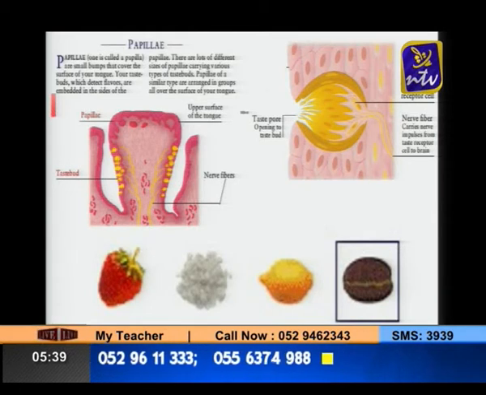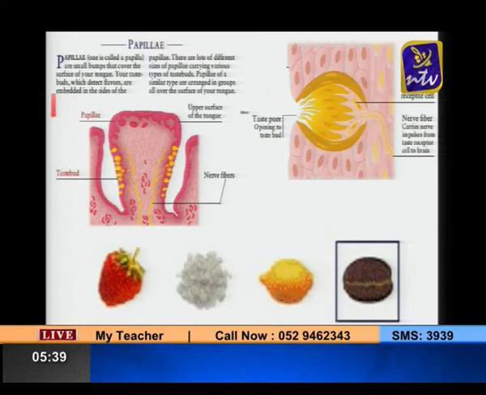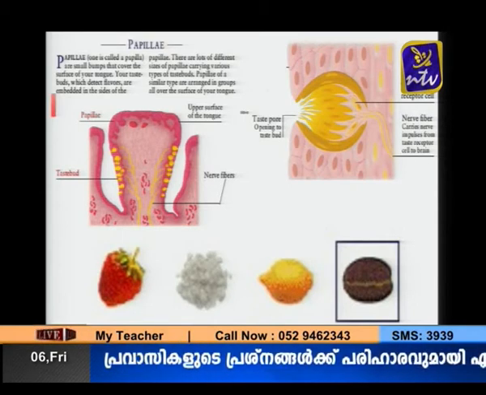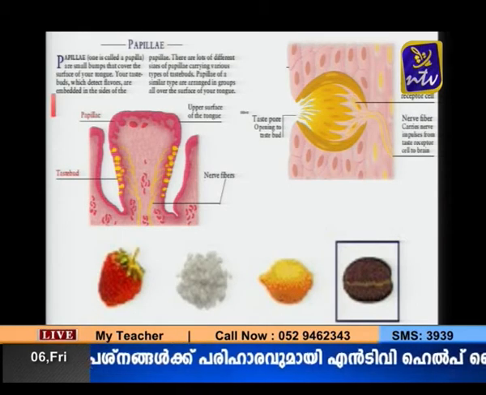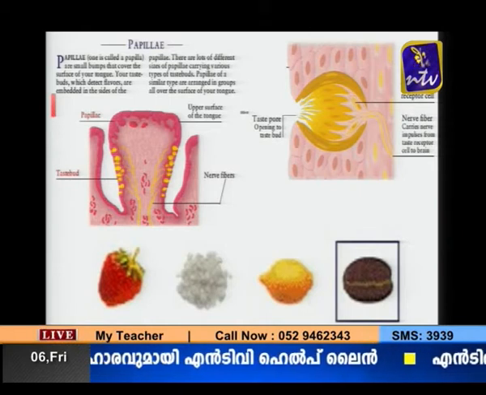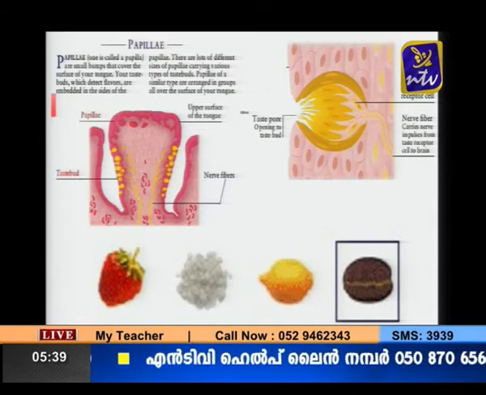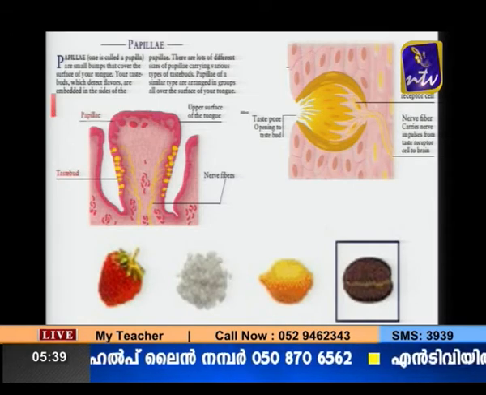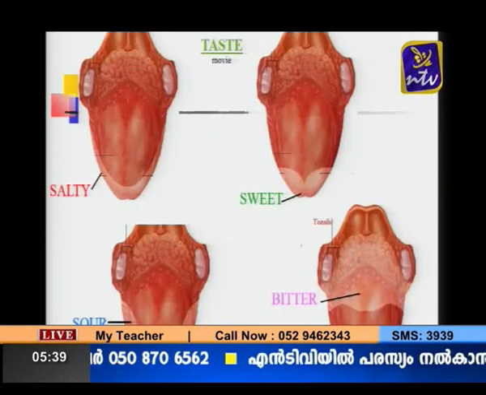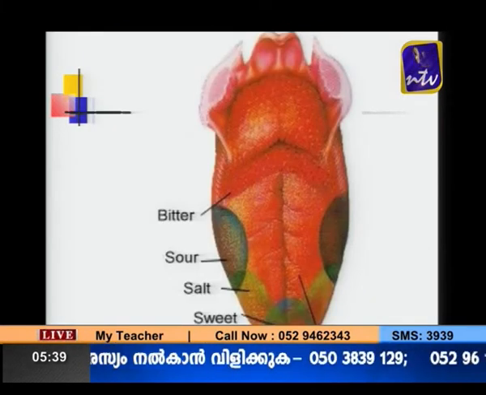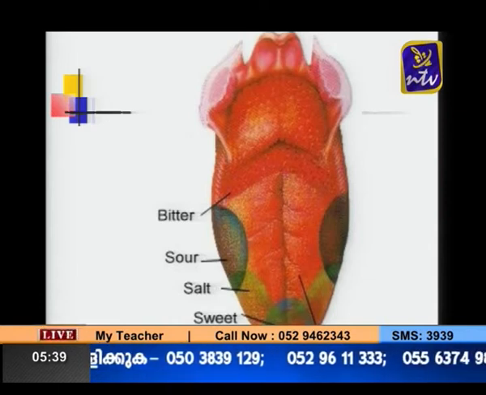Our tongue can detect 4 tastes. They are sweet, salt, sour and bitter. Now let us see the position of the taste receptors, or the position of these 4 primary tastes. These are called the primary tastes.